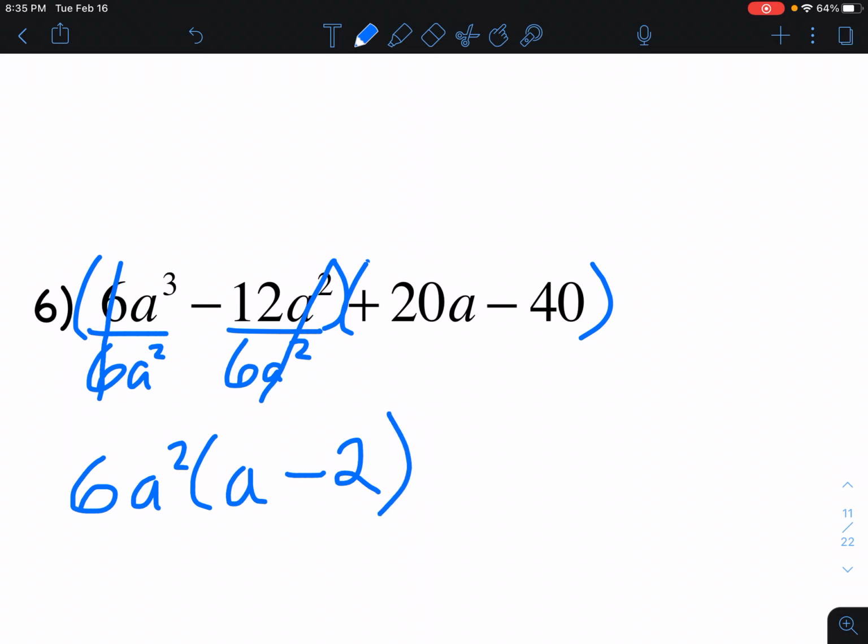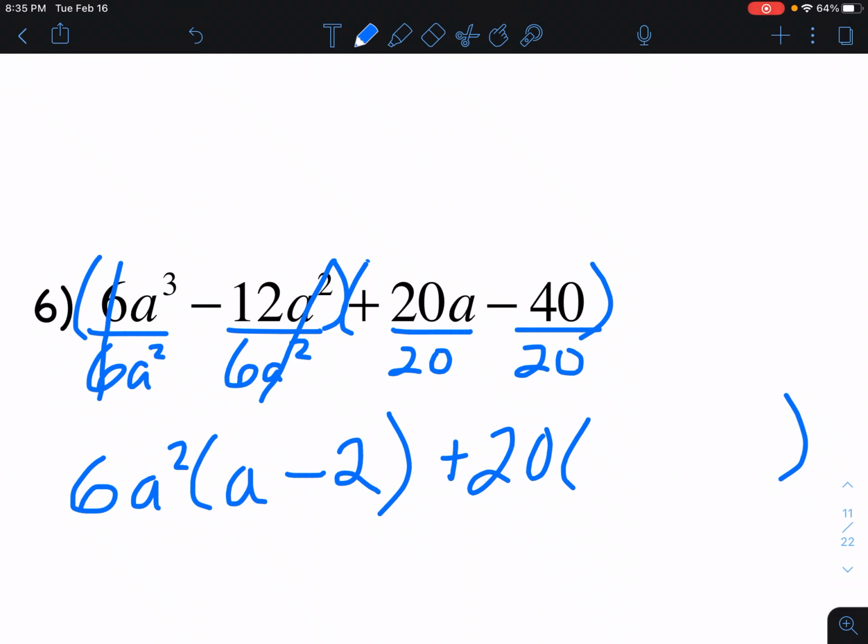And what about your second group, 20a and 40? Look at the smallest number. Does 20 go into 40? Of course it does. So 20's got to be your GCF. Put a plus sign in front of it. Now we're going to divide by 20. So 20a divided by 20, the 20's cancel, so you have a. And then minus 40 divided by 20 is 2.